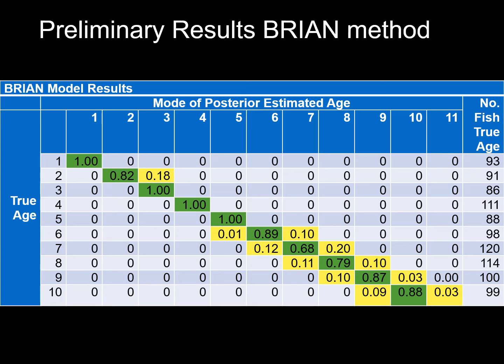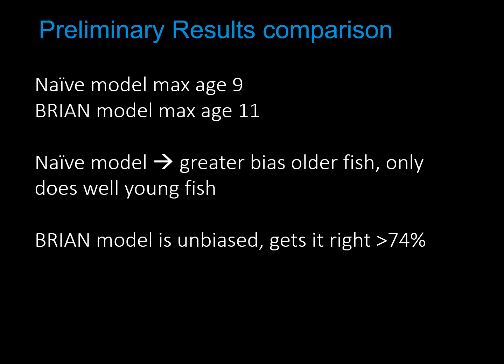This shows results from the Bryan model, and we see lots of green, which means it's getting it right. And again, yellow is off by 1 year. A quick summary, the naive model produced a maximum age of 9. The Bryan model produced a maximum age of 11. The truth was 10. The naive model has greater bias in older fish, only does well in young fish. The Bryan model is unbiased and gets it right more than 74% of the time.